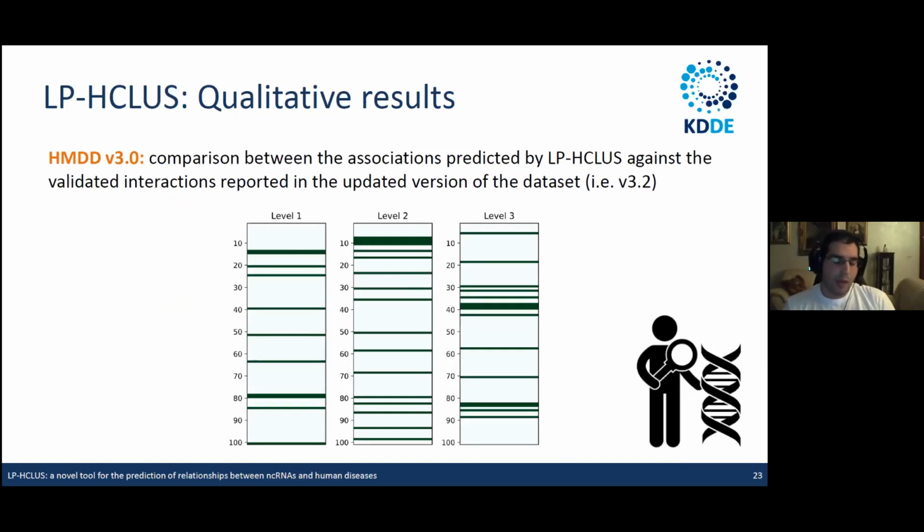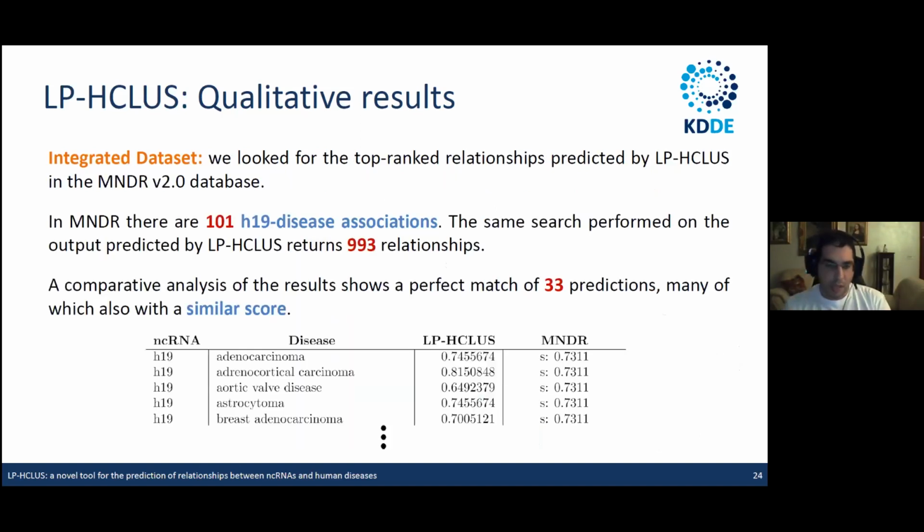We also conducted a qualitative evaluation of the results. As concerns HMDD, we compared the associations predicted by LP-HCLUS against those experimentally validated and introduced in the updated version of the dataset. As we can see in the image, only the top 100 associations predicted by LP-HCLUS are depicted, and we highlighted with the dark green lines those associations that have been introduced in the update and recent version of HMDD. As concerns the integrated dataset, instead, we compared the output of LP-HCLUS with the data in the MNDR database. In particular, we focused on the H19 disease associations, and we found 33 perfect matches, also with similar scores. This is only an example.